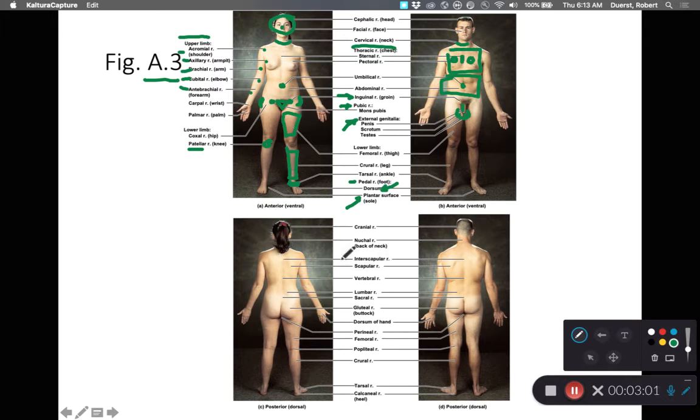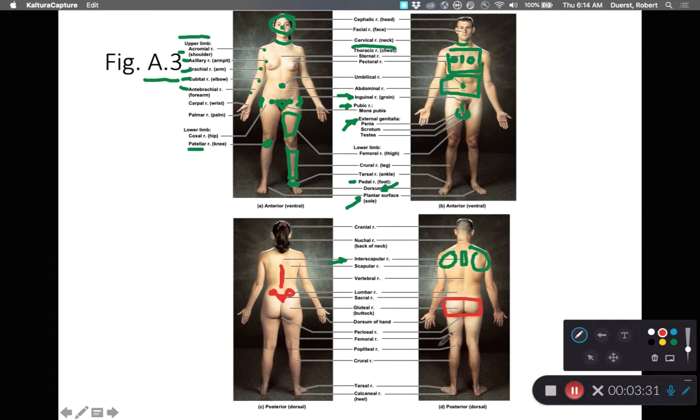As we look at the back of the body, the posterior of the body, we have interscapular, which is going to be in between the scapula. Scapular refers to the scapula of the shoulders. Vertebral, I'm going to shift colors here, refers to the entire spinal column or vertebrae. Lumbar is going to be slightly off to the side, whereas sacral is going to be right in between the two lumbar regions.